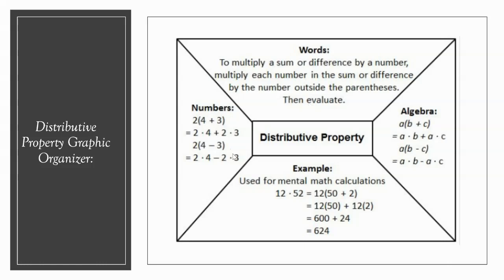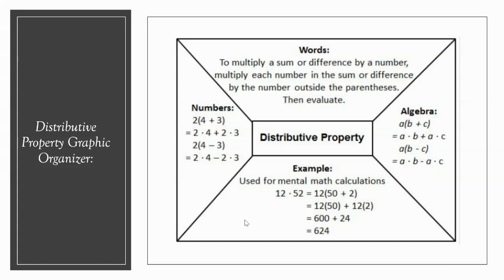They gave you several examples. Here we have 2 on the outside of parentheses, and inside we have 4 plus 3. Distributive properties say I can multiply 2 times 4 as well as 2 times 3, and then add the values together. They gave you the example algebraically, where we have a on the outside of the parentheses. Inside the parentheses, we have b plus c. So we multiply a times b, and then a times c.